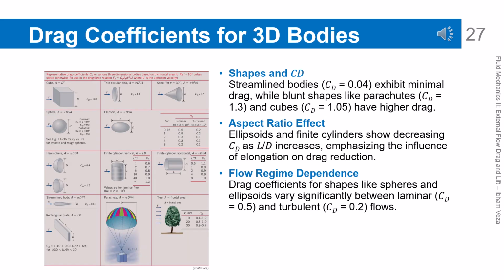Representative drag coefficients for 3D bodies. Streamlined bodies have very small drag coefficients compared to blunt objects, such as parachutes or cubes. For ellipsoids and finite cylinders, the CD value decreases as the L/D ratio increases.